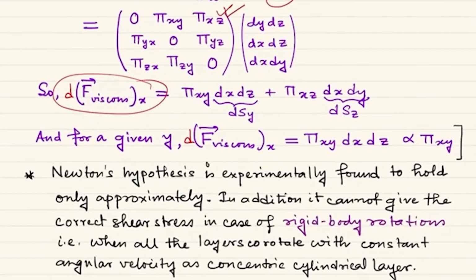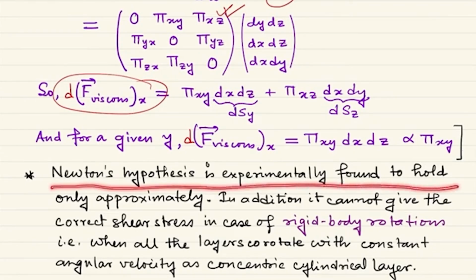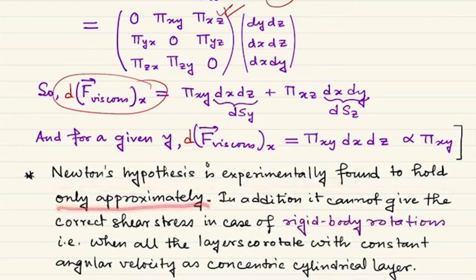So the meaning is that the stronger your velocity gradient, the stronger will be the reply of the fluid medium to that velocity gradient in terms of internal friction or viscosity. Now coming to a very practical point, Newton's hypothesis is experimentally found to hold only approximately. In addition, it cannot give the correct shear stress in case of rigid body rotations. That is something very, very important.